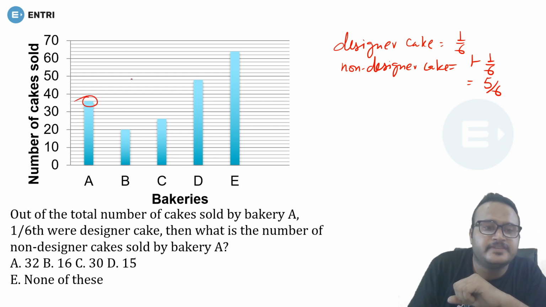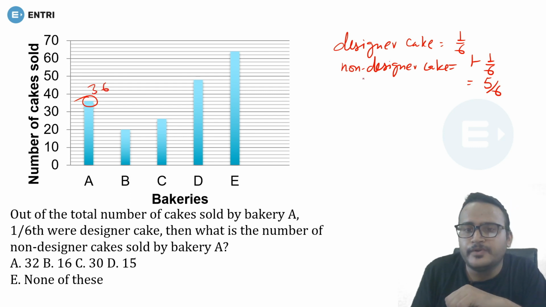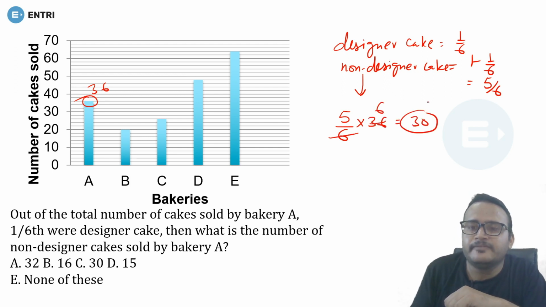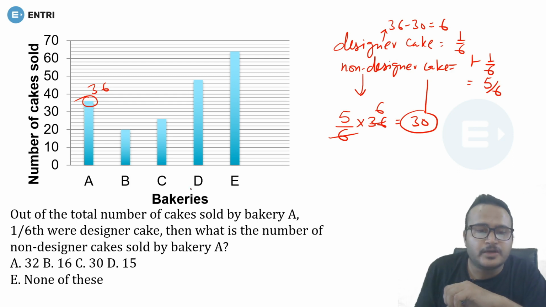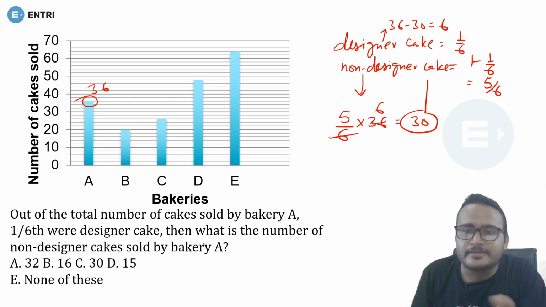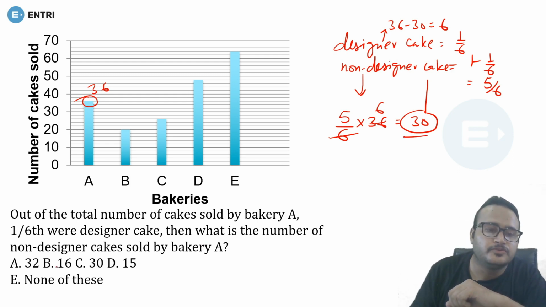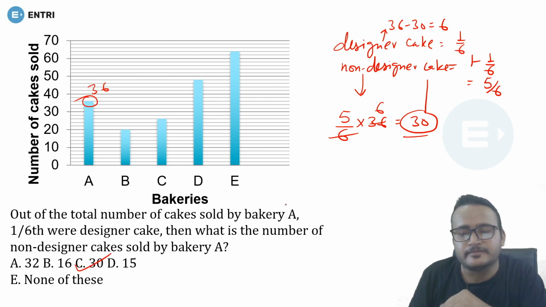That is 36. So if we talk about the non-designer cake, the non-designer cake will be 5/6 multiplied by 36. 6 5 is 30. So 30 will be the non-designer cake, and designer cake obviously will be 36 minus 30, that means 6. In the question we need to find the non-designer cake. So the non-designer cake will be 30. So 30 will be the right answer, C will be your right answer.